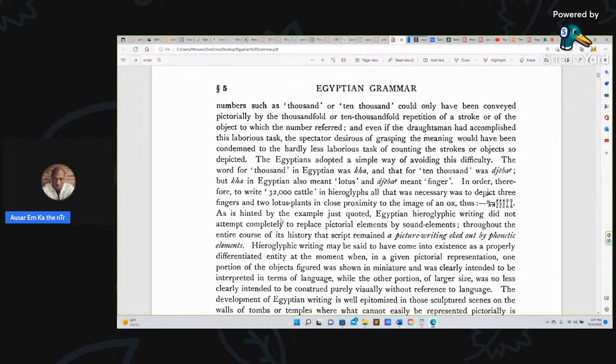Hieroglyphic writing may be said to have come into existence as a properly differentiated entity at the moment when, in a given pictorial representation, one portion of the objects figured was shown in miniature and was clearly intended to be interpreted in terms of language, while the other portion, of larger size, was no less clearly intended to be construed purely visually without reference to language.